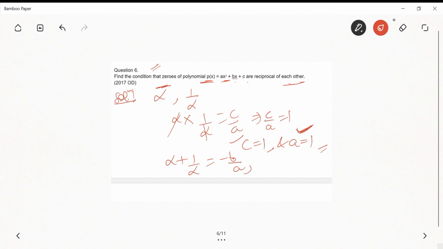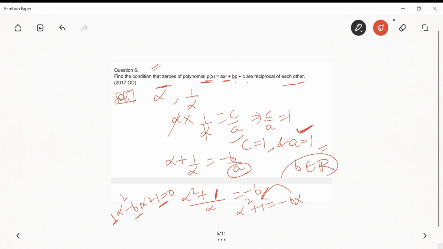Now after solving it, put the value of a as 1, so you will get alpha plus 1 divided by alpha is equal to minus b. Multiply it, so you will get alpha square plus 1 equal to minus b alpha, right? Transposing, you get alpha square plus b alpha plus 1 is equal to 0. Now see, the value of a is 1 and c is 1 here, and b can be any real number. So this is the second condition: b can be any real number. Now let's move to the next question.